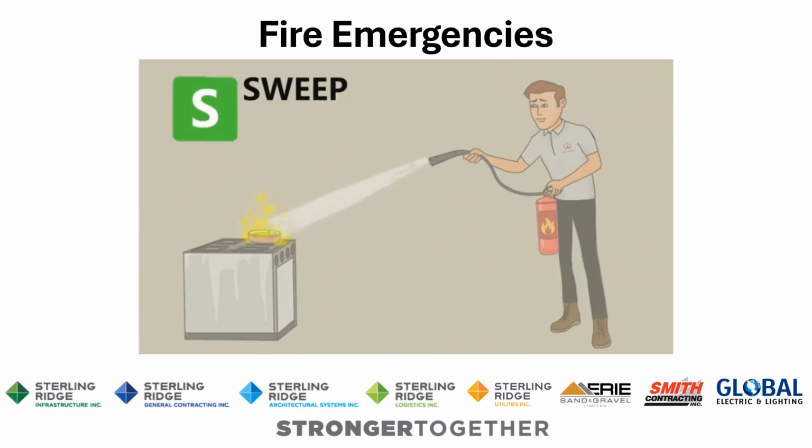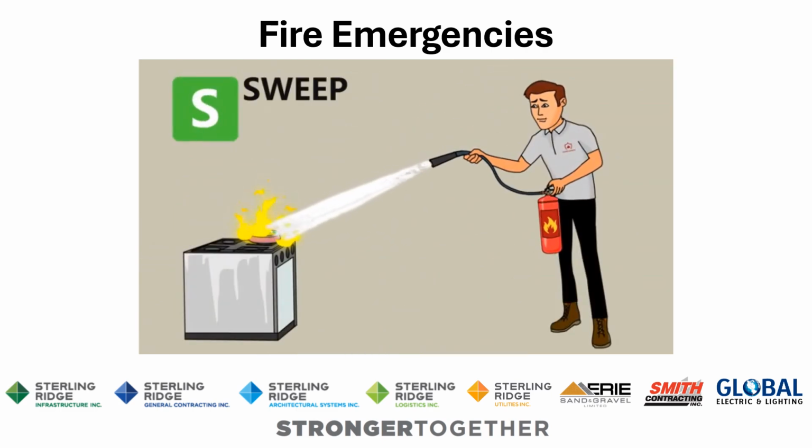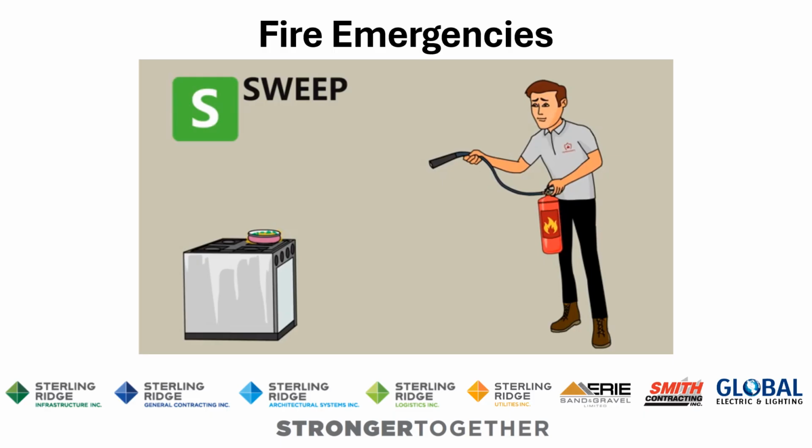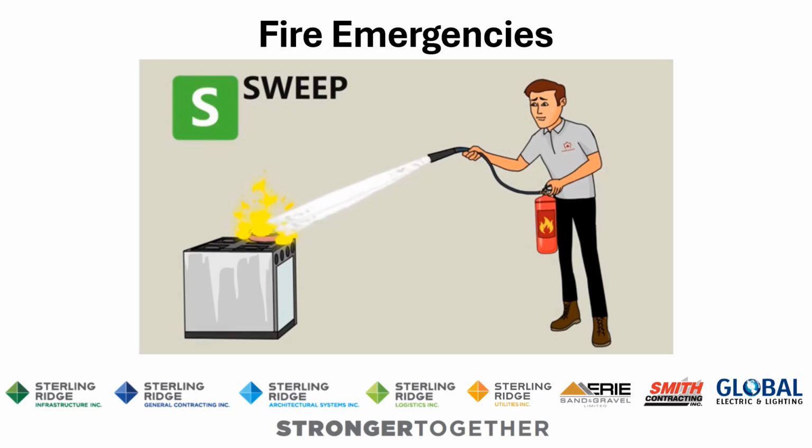S. Sweep. Pointing the extinguisher at the base of the fire, move the extinguisher from left to right or back and forth in a sweeping motion until the fire is out. When the fire is out, continue to watch the fire to ensure the fire does not ignite once again. If the fire comes back, repeat the PASS method.